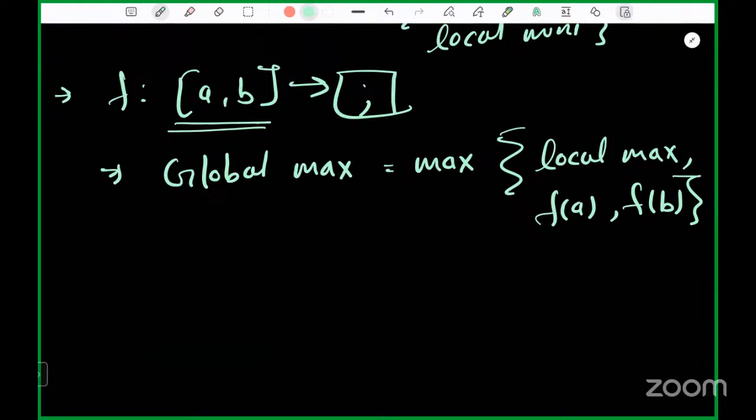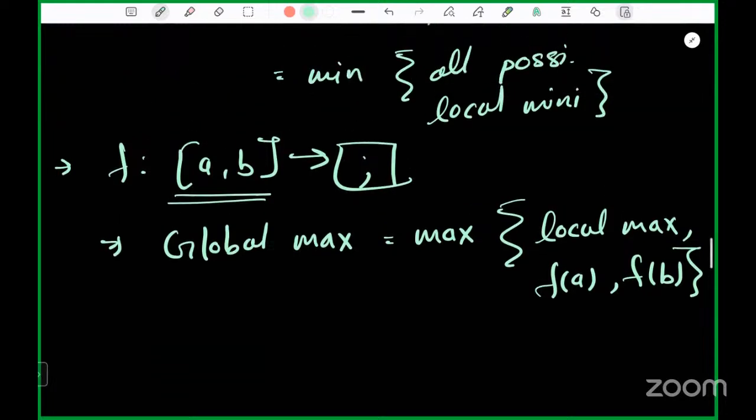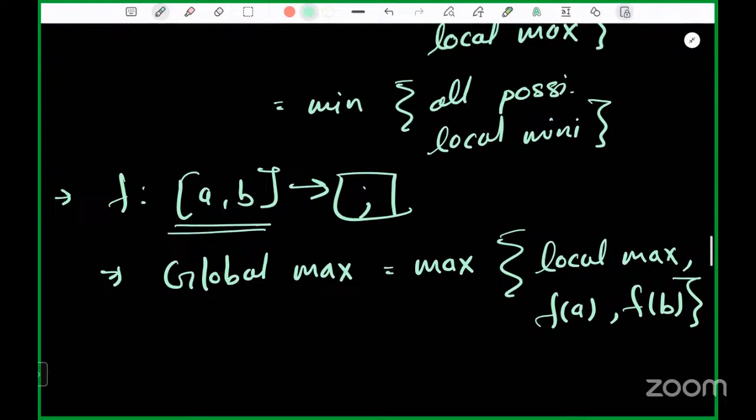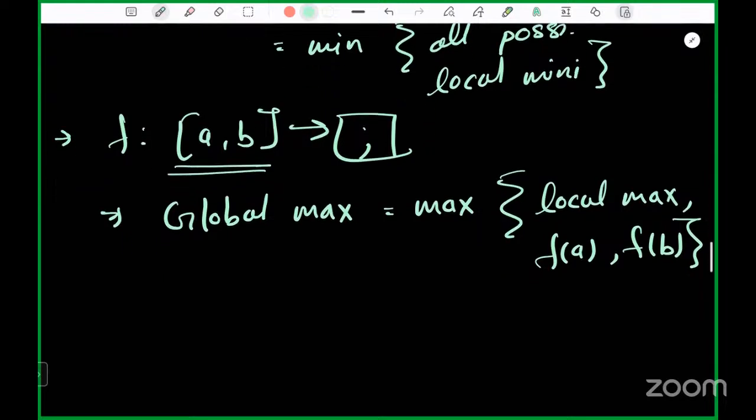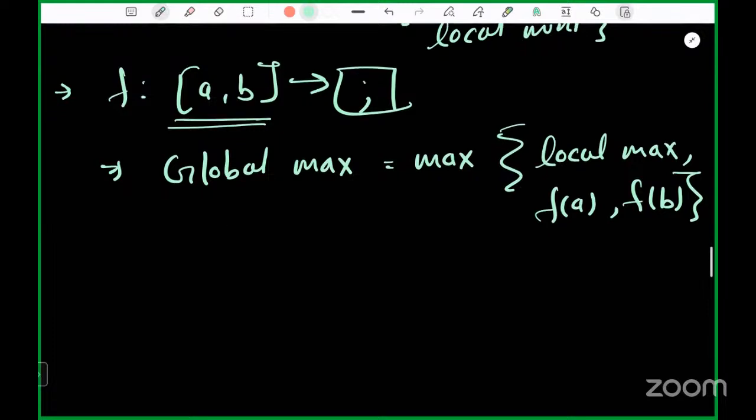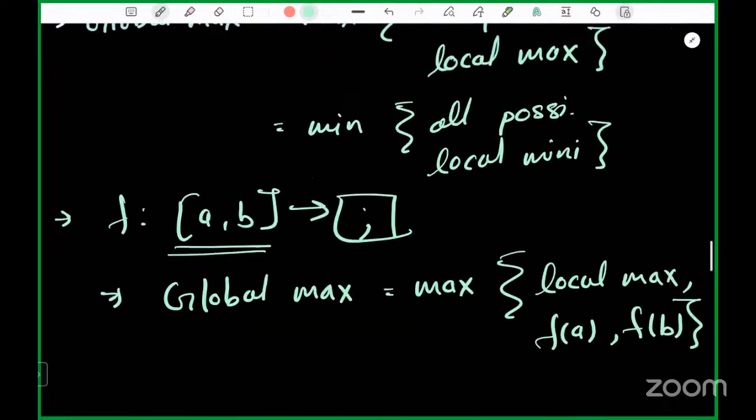But we never want you to find the global maxima or global minimum. If you are able to find the local maxima and local minima, that's more than sufficient. Okay, ma'am. Thank you.